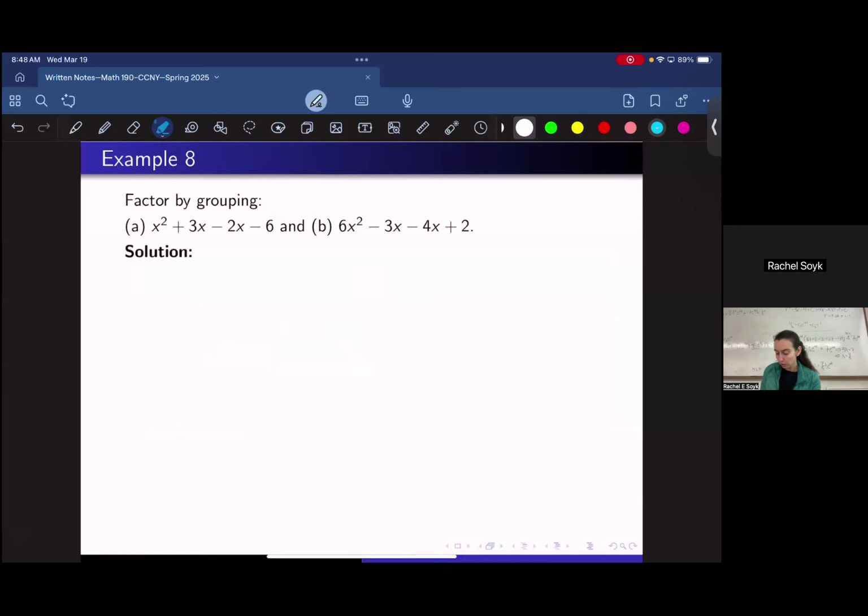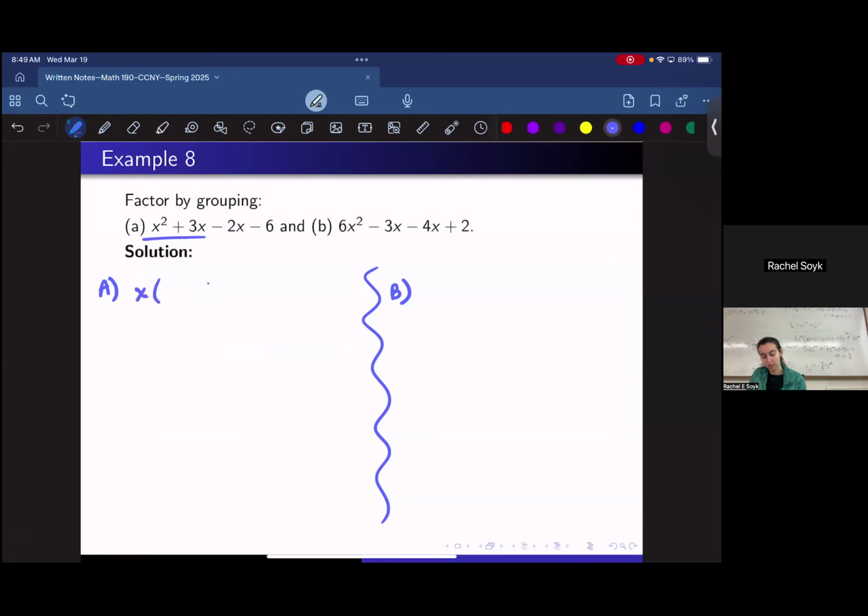Let's try another few examples together. So we have a part A and a part B. We're once again practicing this whole concept of factor by grouping, but we'll go a little faster this time. So what's a GCF between x squared and 3x? x, which means what's left in parentheses. Once again, that x plus 3.